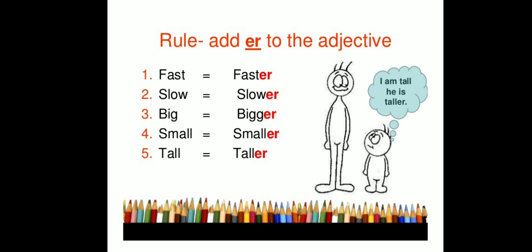Now let us see some rules on how to make a comparative adjective. By adding er to the positive adjective, we can form the comparative adjective. Dear children, now let us see the first one, fast. We can add er to the positive adjective to make it a comparative adjective. Fast, faster, slow, slower, big, bigger, small, smaller, tall, taller. See here, just look at the picture. Yes, I am tall, he is taller. The comparison is made between two persons.